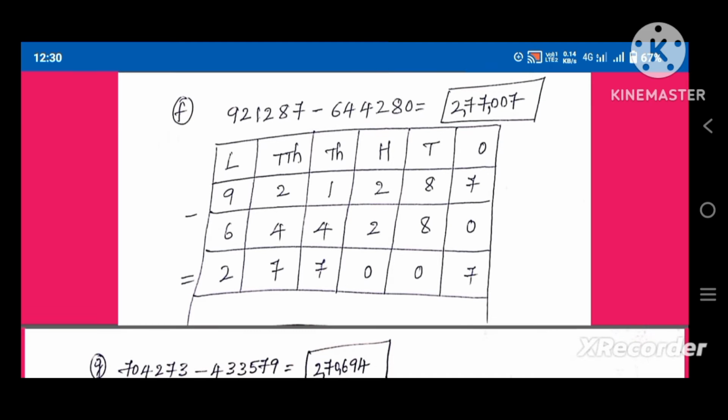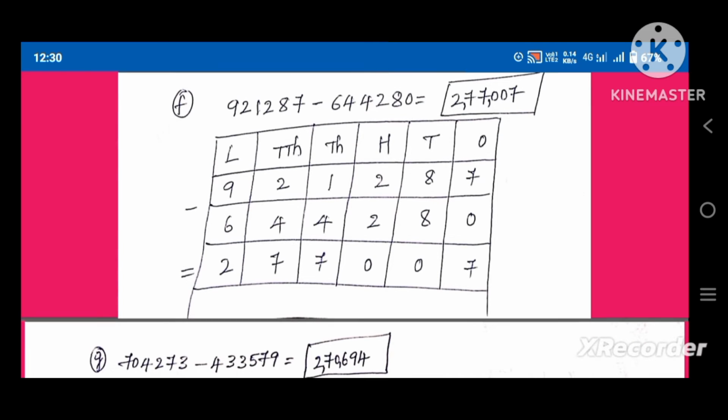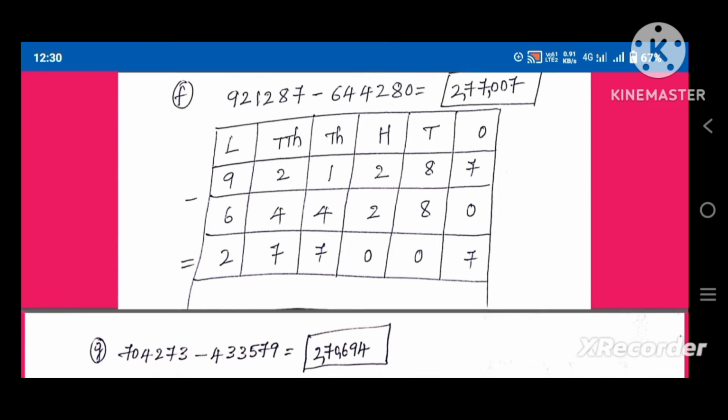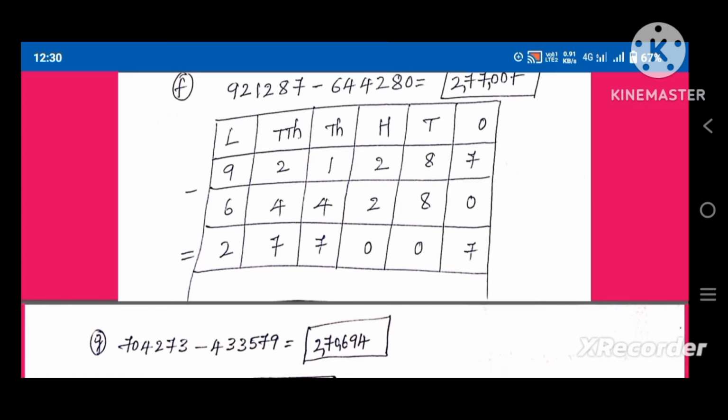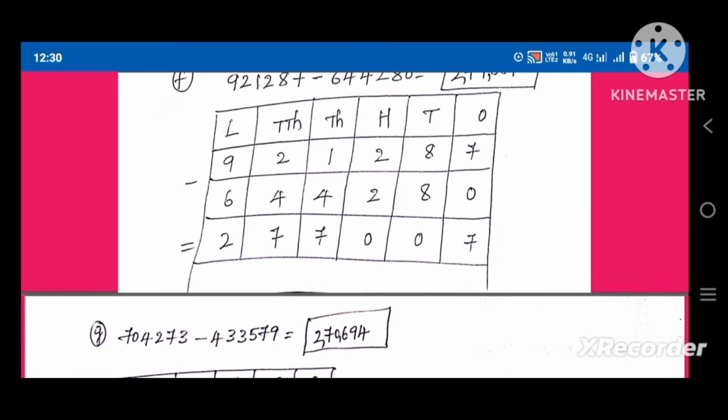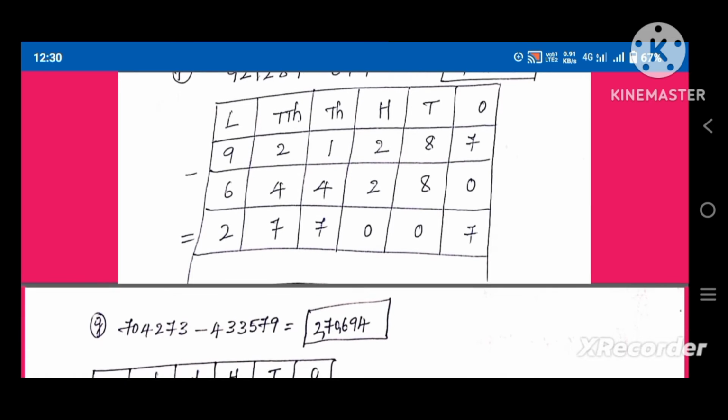Question number F, 9,21,287 minus 6,44,280 is equal to 2,77,007.